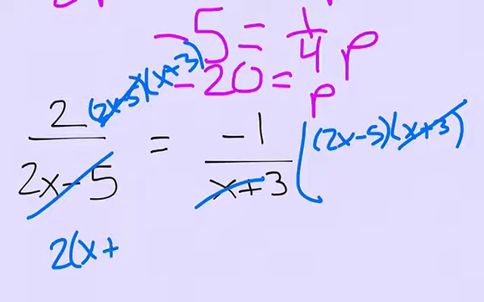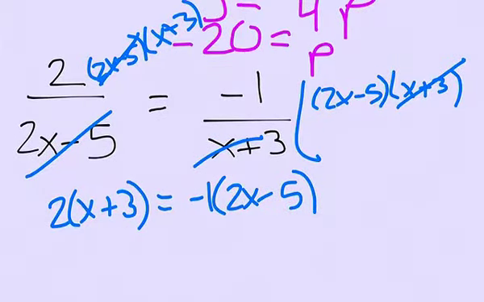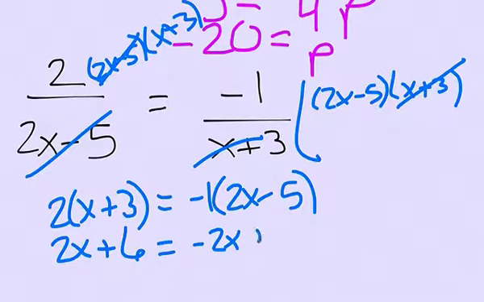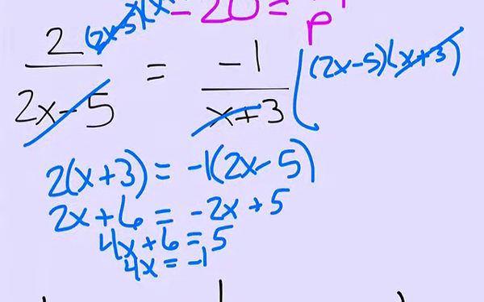2 times x plus 3 is equal to 1 times 2x minus 5. So I have 2x plus 6 equals negative 2x plus 5. I'm going to add 2x to both sides. Subtract the 6. I get a 4x equals negative 1. When I divide by 4, I get a negative 1/4.